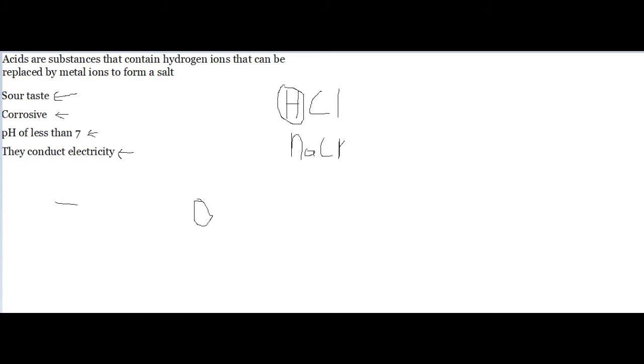Alright, now on to the next reaction. Acid plus a base. Now we'll get to exactly what a base is soon enough, but what you should know is that an acid plus a base will always give you a salt and a water. So let's use, for example, HCl plus sodium hydroxide, which is a base, and it will give you sodium chloride salt plus H2O. So acid plus a base will always give you a salt and a water.